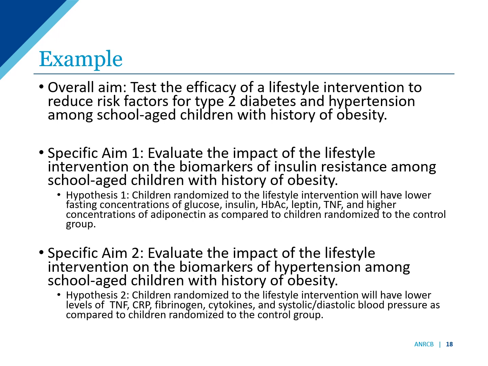Here's an example. We want to make sure to give you some examples that are most relevant in Laos and some examples that may be relevant in the United States or outside of Laos or for everywhere. The overall aim is to test the efficacy of a lifestyle intervention to reduce risk factors for type 2 diabetes and hypertension among school-age children with history of obesity. In specific aim 1, evaluate the impact of the lifestyle intervention on the biomarkers of insulin resistance among school-age children with a history of obesity.